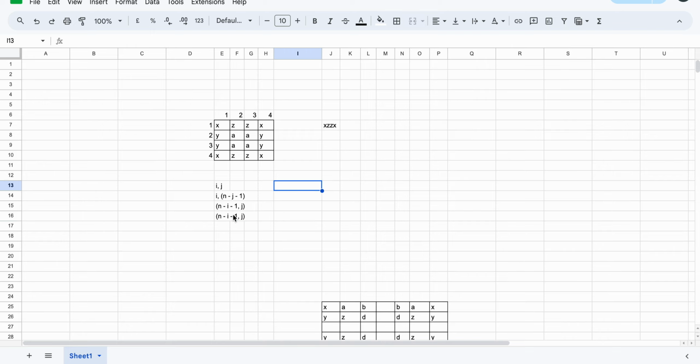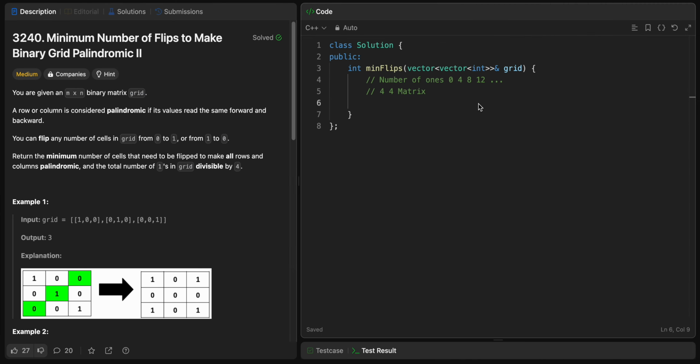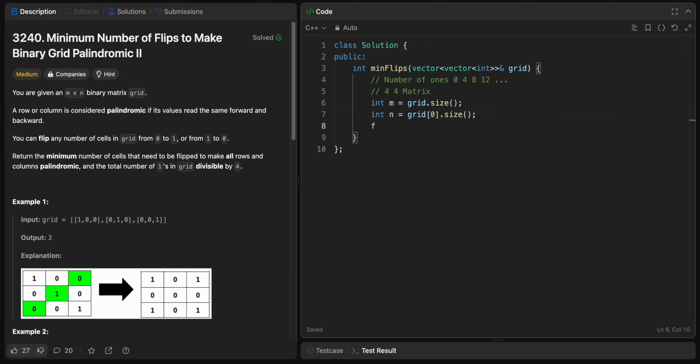And here I'm considering only one because this is a square matrix, but if this is not a square matrix, then this would be m and n. So let's code this first, and I'll explain the next part afterwards. I'm not sure if I'll be given a square grid or not, so I'll have m for keeping track of the number of rows and n for keeping track of the number of columns. I'll call it grid 0 dot size.